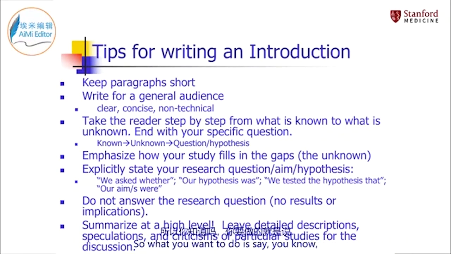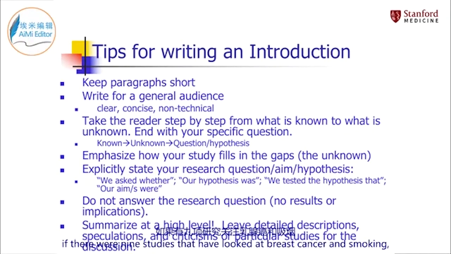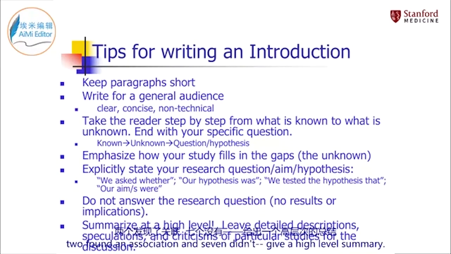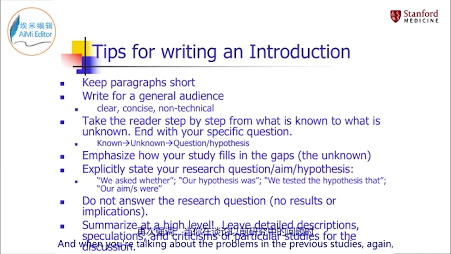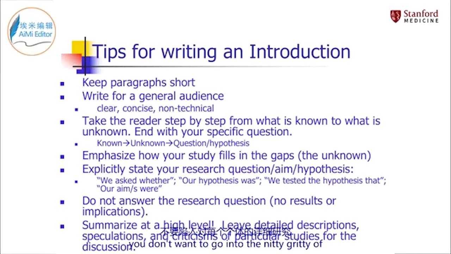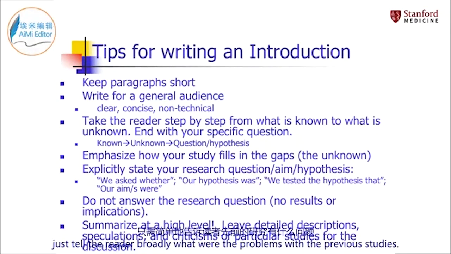So what you want to do is say, if there were 9 studies that have looked at breast cancer and smoking, summarize for the reader, well, 2 found an association and 7 didn't. Give a high-level summary. And when you're talking about the problems in the previous studies, again, you don't want to go into the nitty-gritty of each individual study, especially if there's a lot of them. Just tell the reader broadly what were the problems with the previous studies.